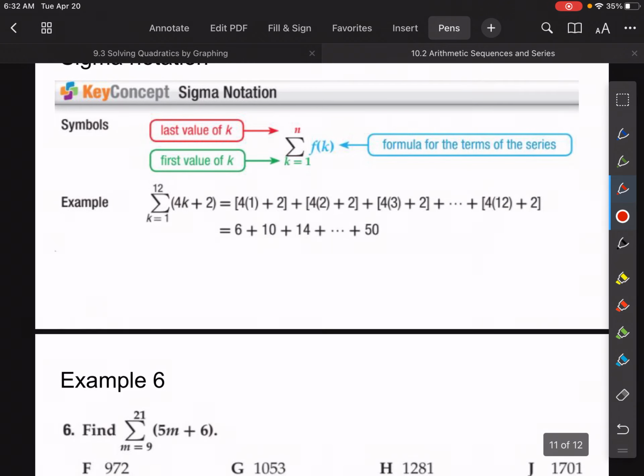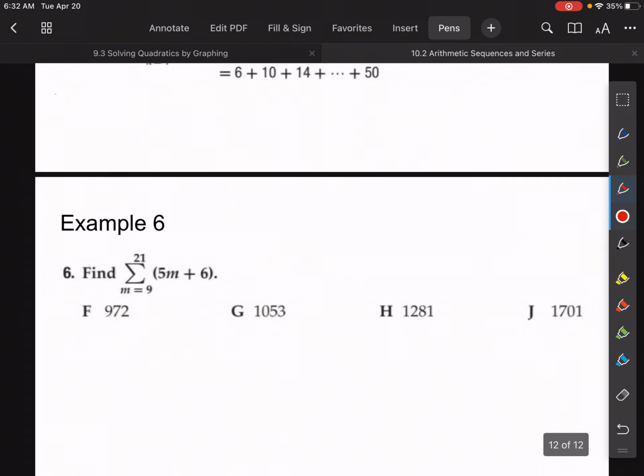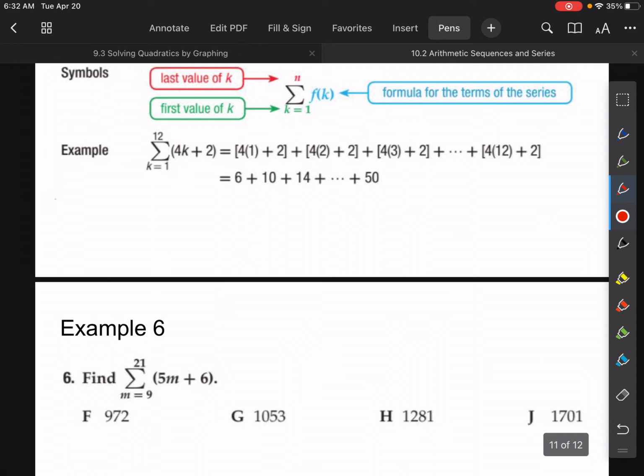The last thing is this thing called sigma notation, you guys. Sorry for the long video. So look, sigma notation. All this is, they give you the formula for the pattern, right? Up top tells you the last value of k, meaning the last value is 21. So that's your n value. It's like the nth term. And then this tells you the value of the first term.